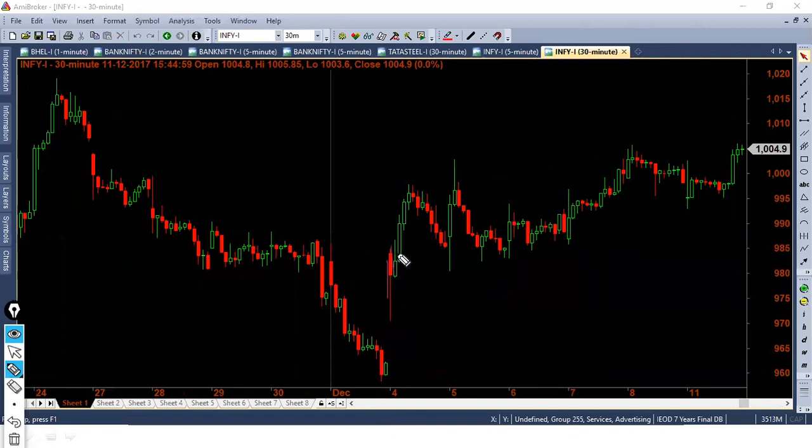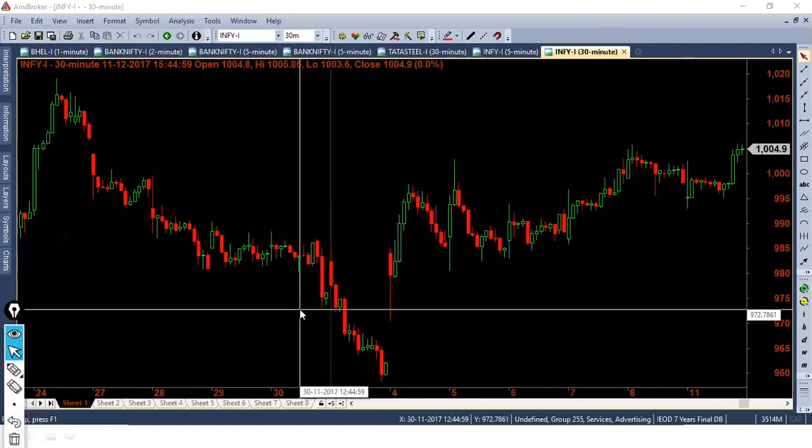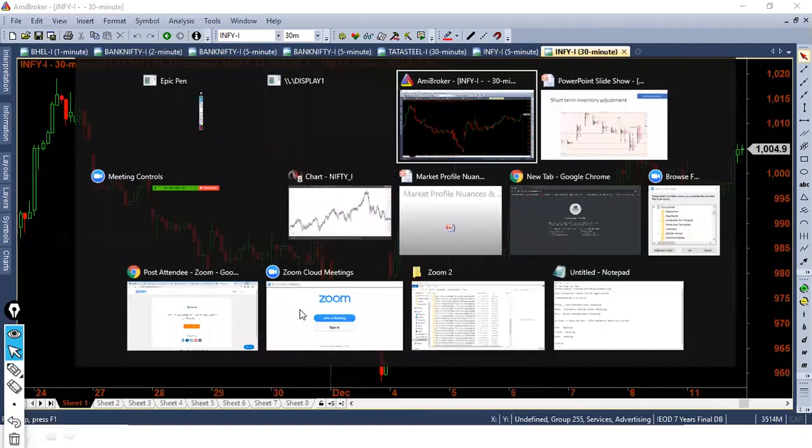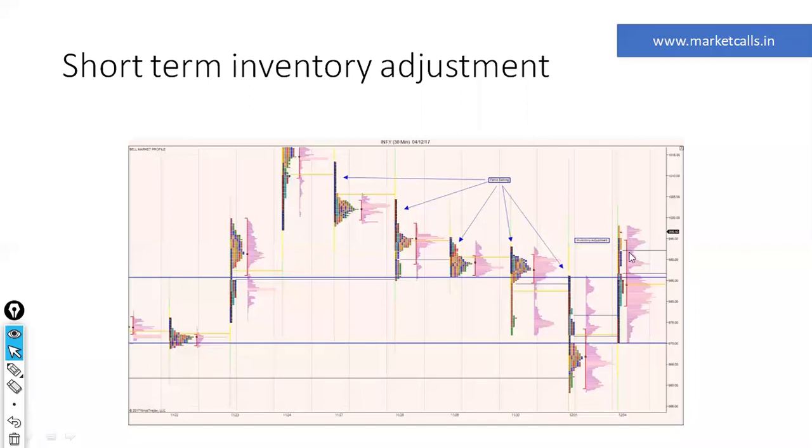One, two, three, four, five. It broke the 3-day high also, but it comes up with a lot of single prints. That is one more clue that this day is going to be a mean reversion day. So any multi-day breakout coming up with a lot of single prints is a sign that this is going to be a weaker day. That day is weaker.